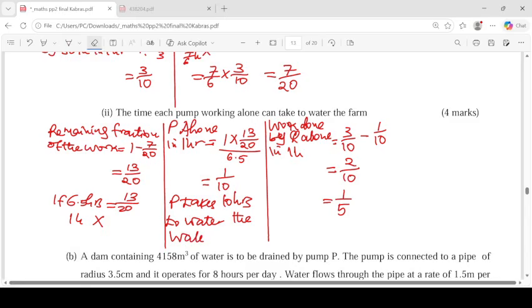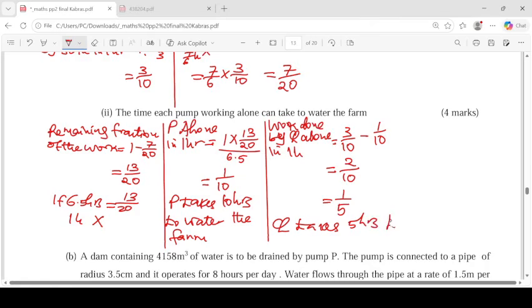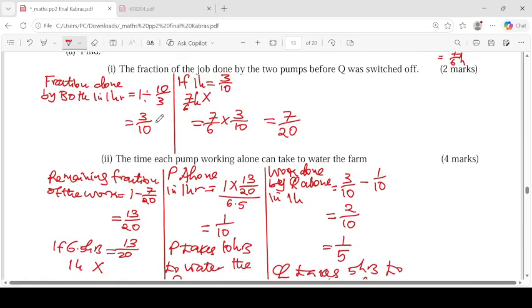To water the farm, P takes 10 hours to water the farm. And if Q does 1 over 5 of the work in 1 hour, then it means Q takes 5 hours also to water the farm. I hope that is very clear.